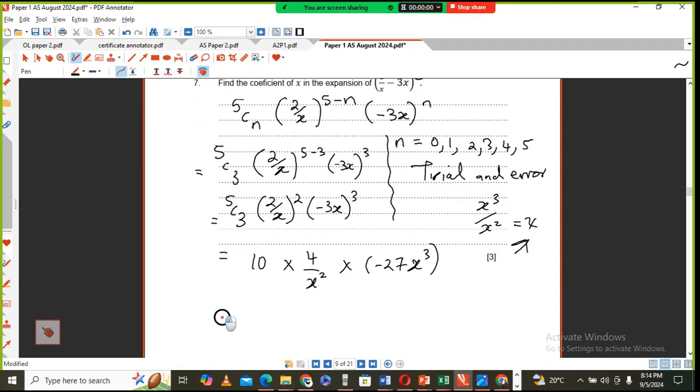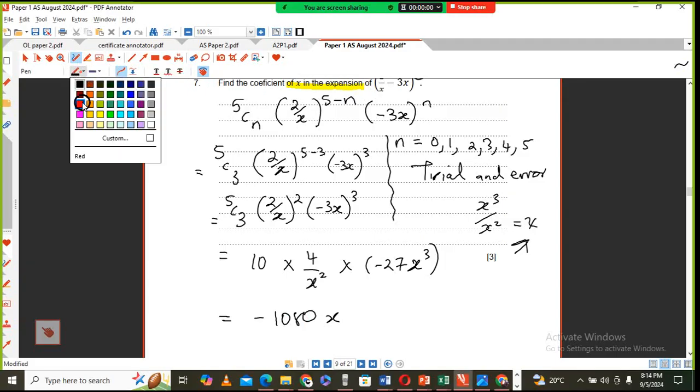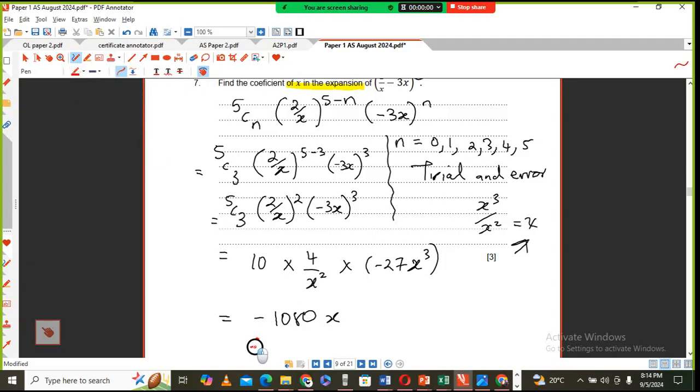And if you do so, you'll get negative 1080x. But the question doesn't ask us to find that. The question asks us to find the coefficient. So what is the coefficient? 1, 0, 8, 0. It's 1080. The coefficient is equal to negative 1080.